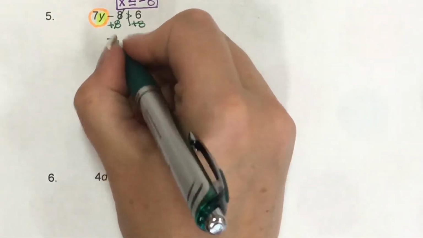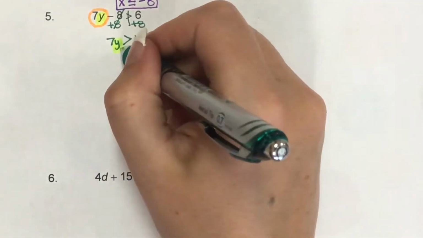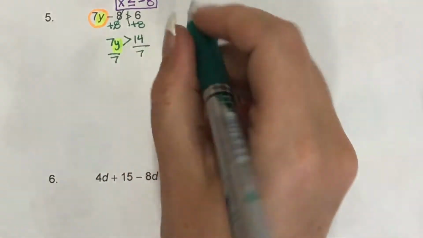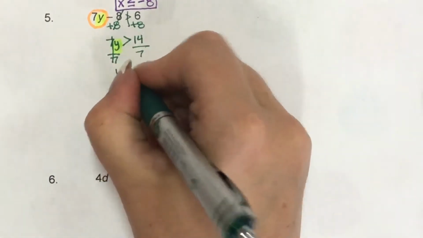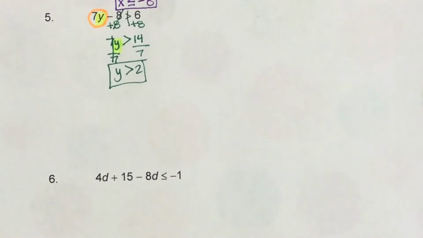We're left with 7y is greater than 6 plus 8 is 14. Now we're trying to get y by itself. It's not by itself. Now we need to get rid of that 7. Well, how is that 7 related to y? It's related to y through multiplication. So we have to do the inverse operation of multiplication, which would be division. So we're going to divide both sides by 7. 7 divided by 7 is 1. We have y is greater than 14 divided by 7 is 2. So there's our answer right there. y is greater than 2. All right, if you got that one right, woohoo, good job. Let's move on to problem 6.